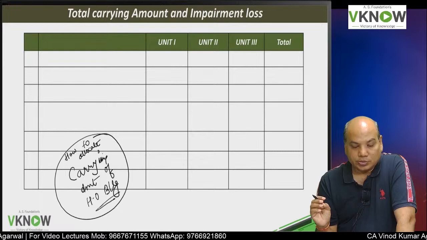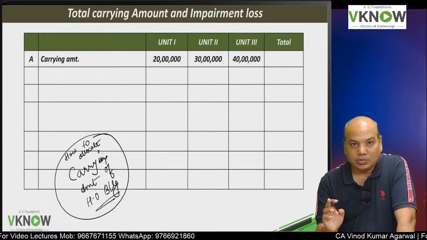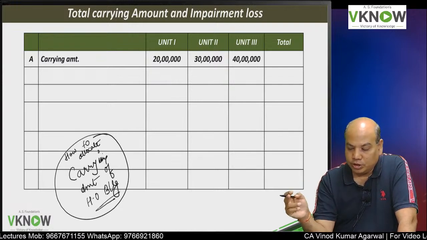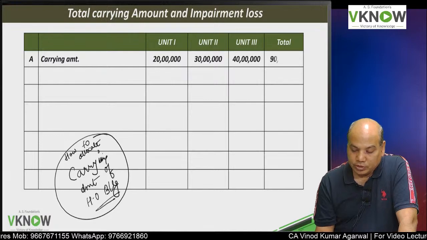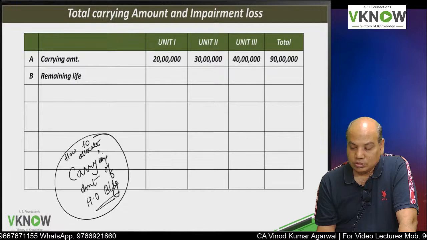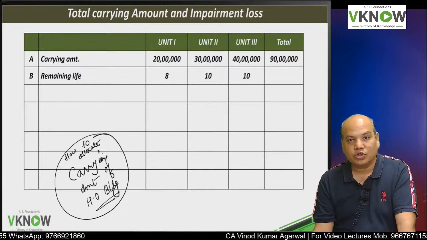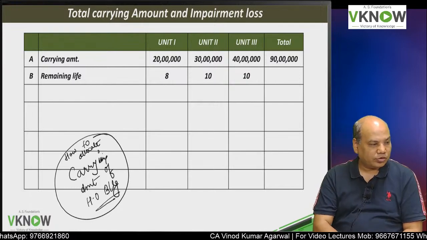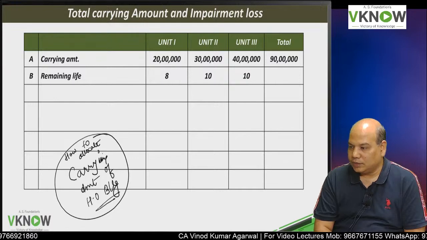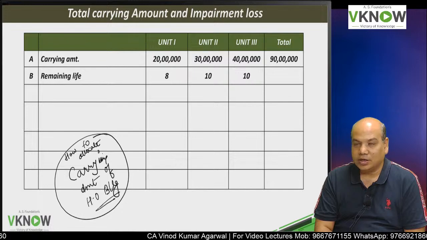Some students can say that we can allocate the carrying amount of the HO building in the ratio of the carrying amount of Unit 1, 2, 3. Some students can say we can allocate the carrying amount in the ratio of their remaining life. Which one is right? 20, 30, 40 is right, or 8, 10 and 10 are right?